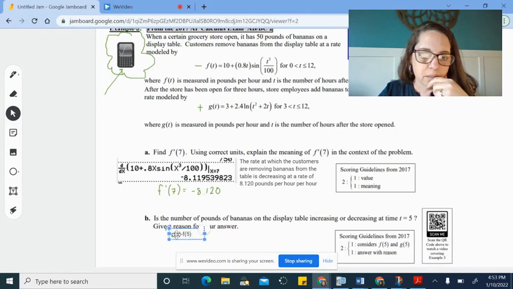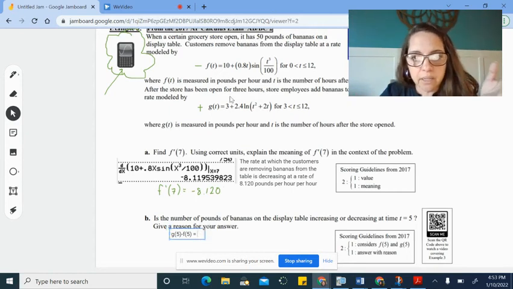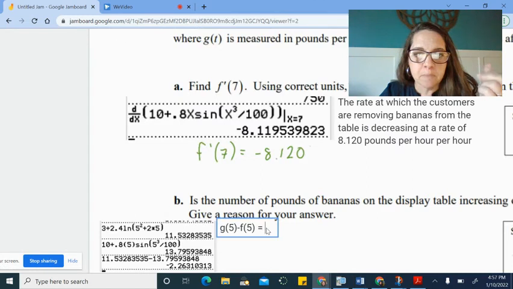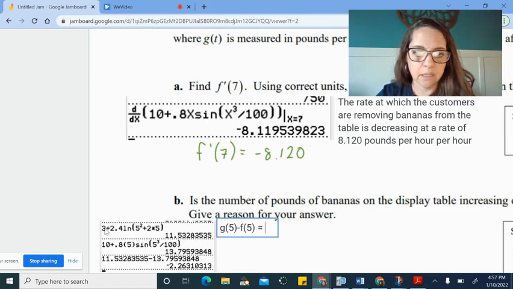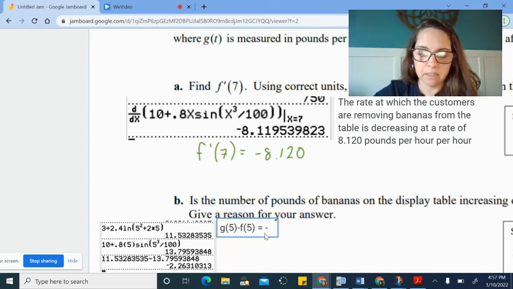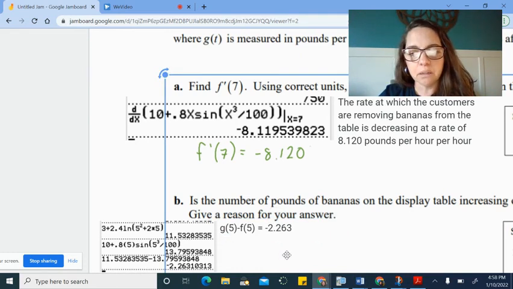So let's see what we got going on in here. We're using a calculator again, and I have to do how many are added minus how many are being removed. So we plug that into our handy dandy calculator. I did G of 5 and F of 5, and then I subtracted the two, and we get negative 2.263. Then we have to talk about what that means.